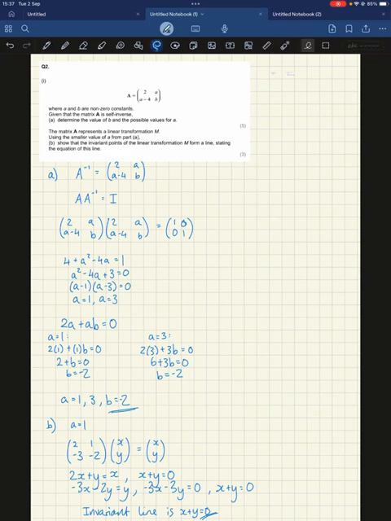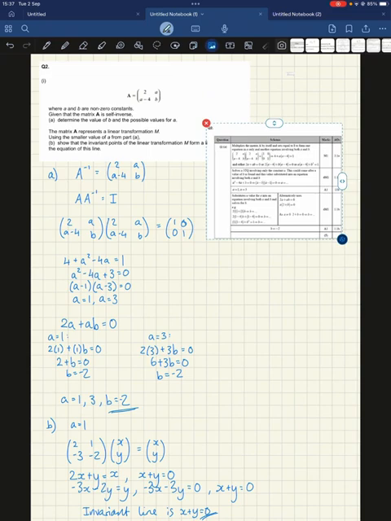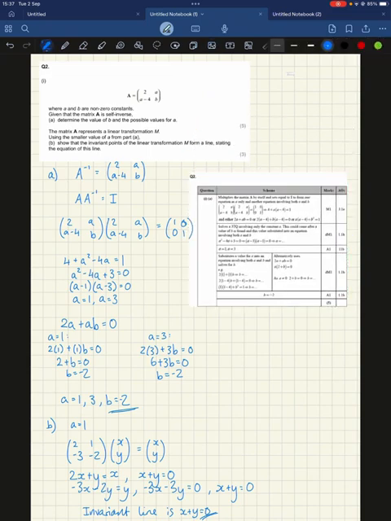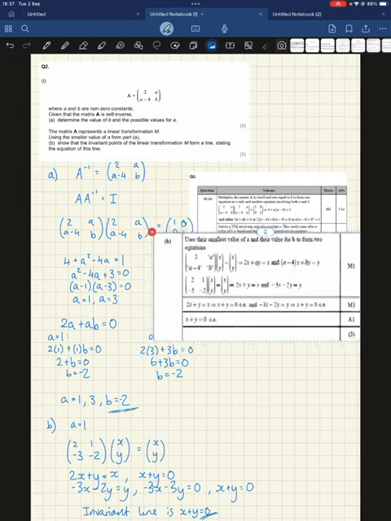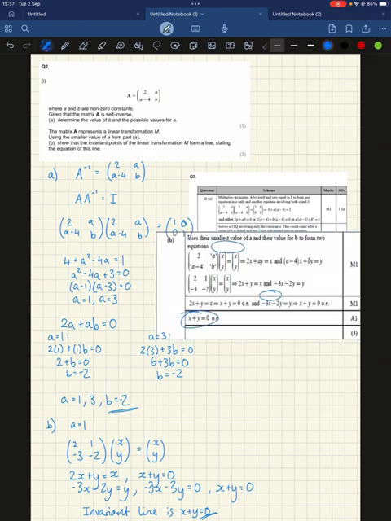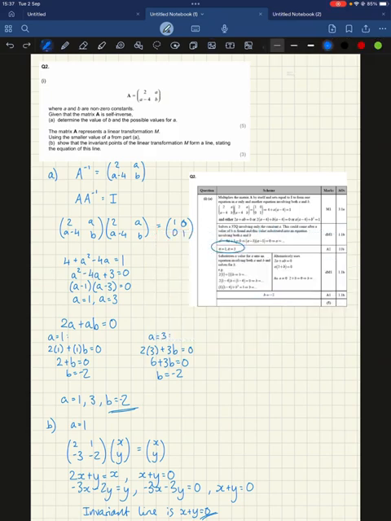Now we've got the mark scheme over here. That was for part A. A is 1 and A is 3 and B is minus 2, so we got that correct. And then part B, x plus y is equal to 0, so we got that all correct.